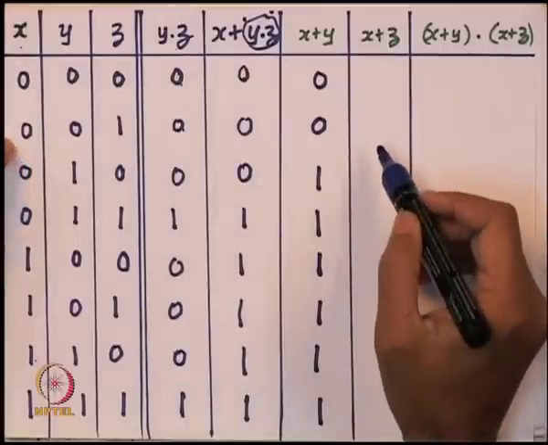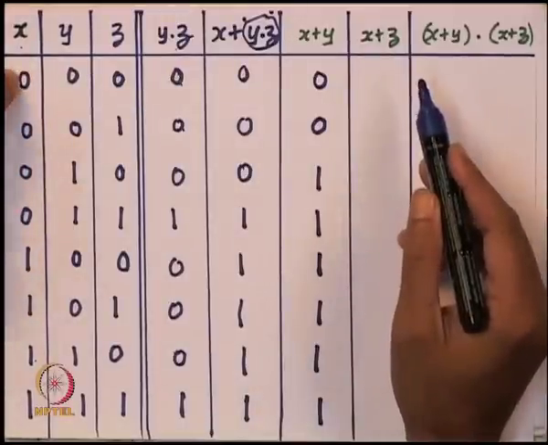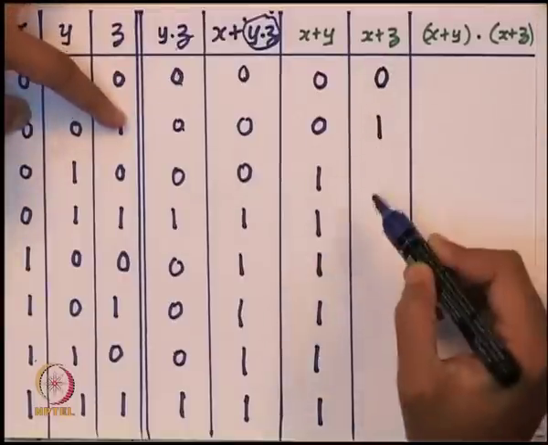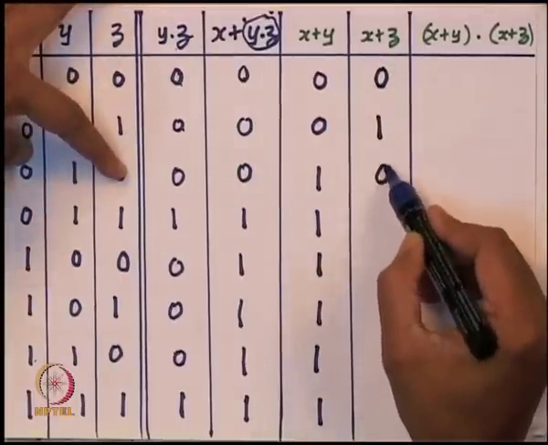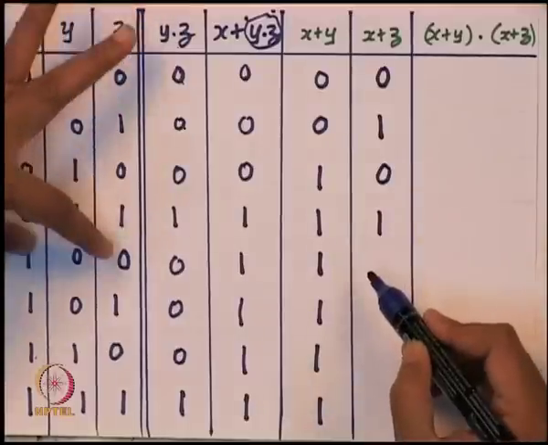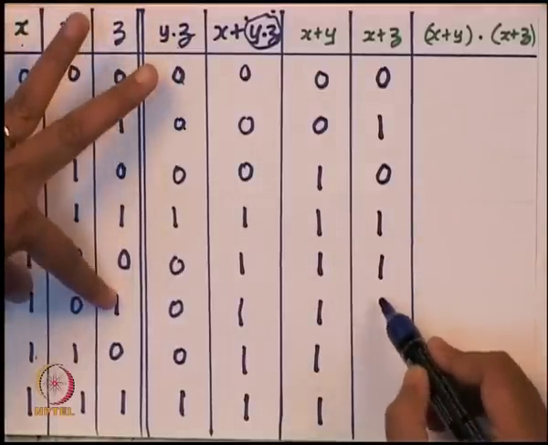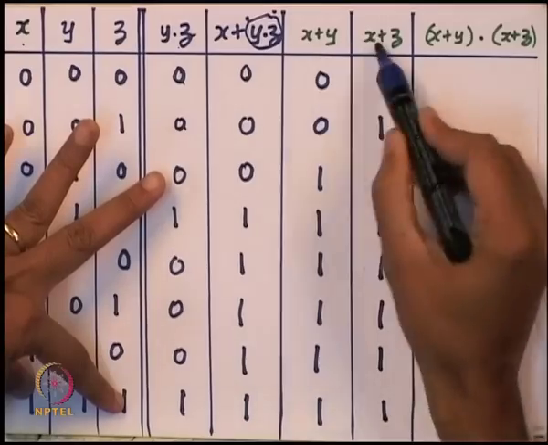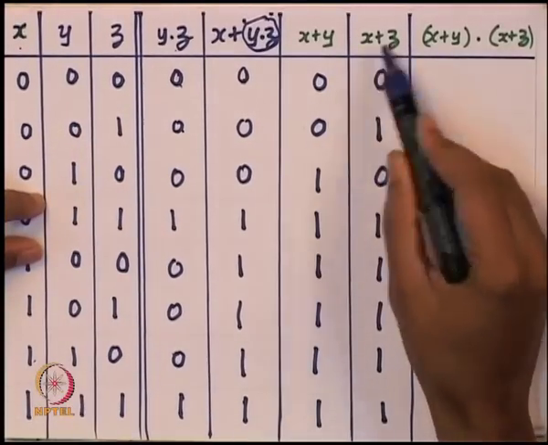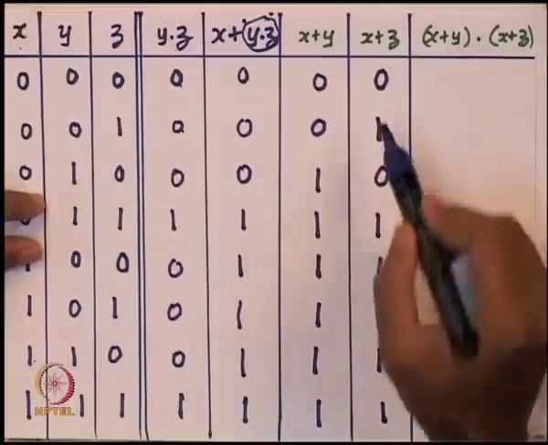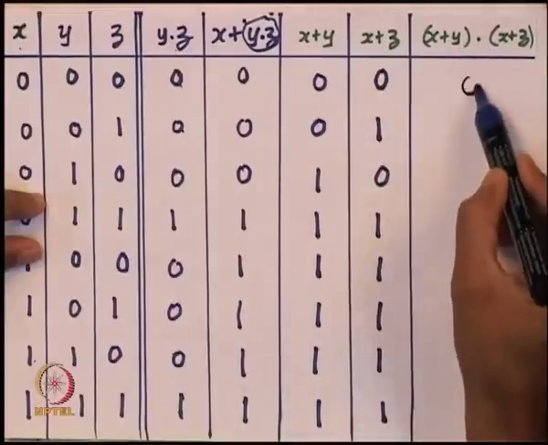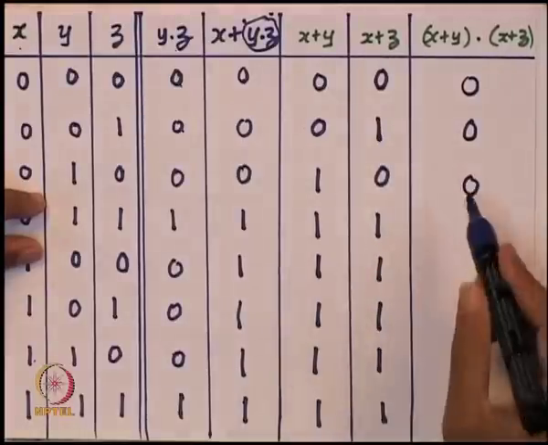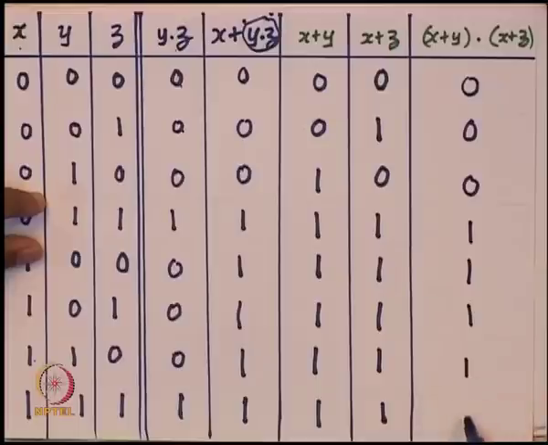Let us look at the second term here, x plus z or x or z. So 0 or 0, that is a 0, 0 or 1, that is a 1, 0 or 0, that is a 0, 0 or 1, that is a 1, 1 or 0 is a 1, 1 or 1 is a 1, 1 or 0 is a 1, 1 or 1 is a 1. Now I will take these two terms which are the terms that we have in the RHS, and I am going to put a logical AND operation in between. 0 and 0 is 0, 0 and 1 is 0, 1 and 0 is 0, the rest are all 1 and 1. So we will have 1s everywhere.